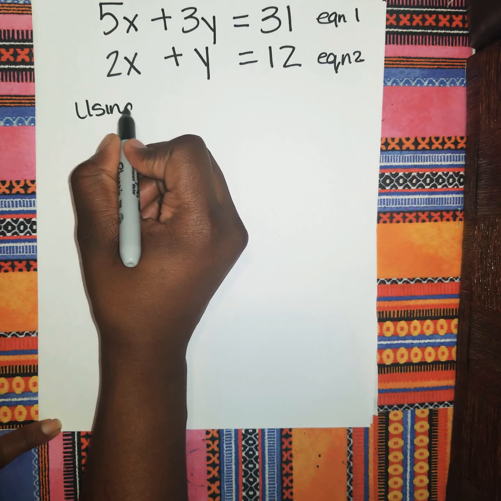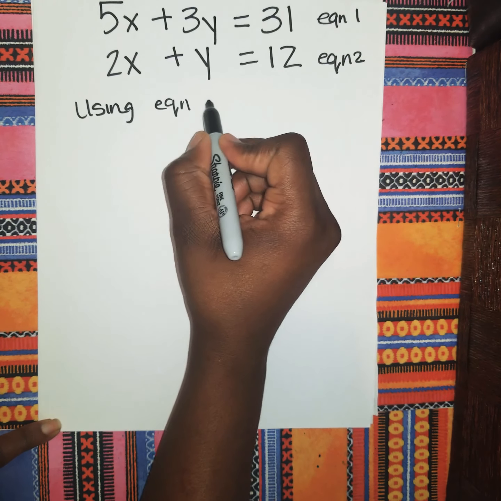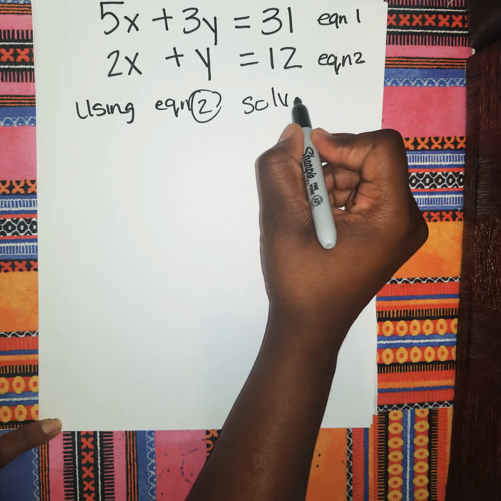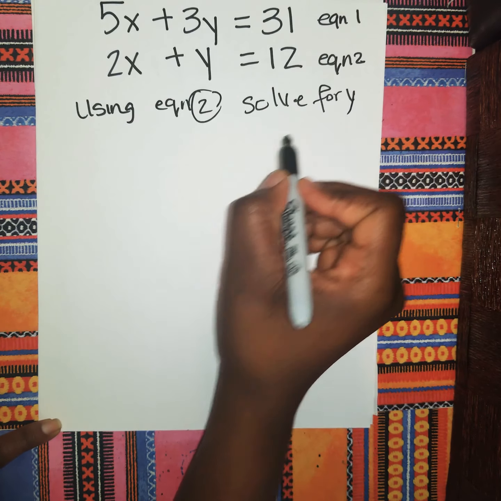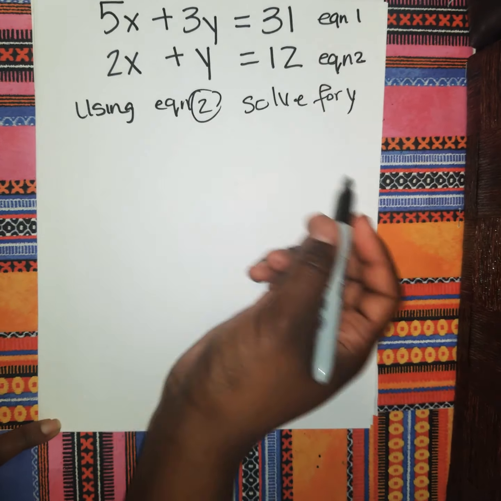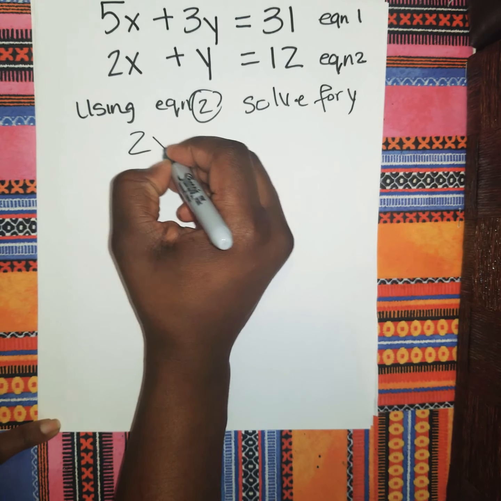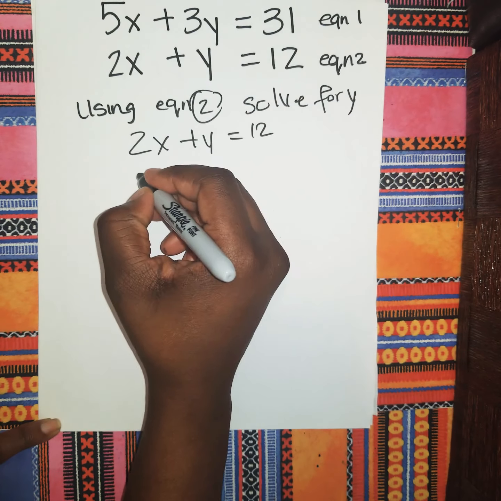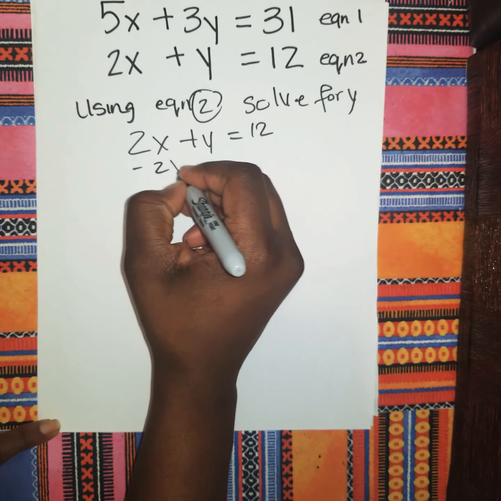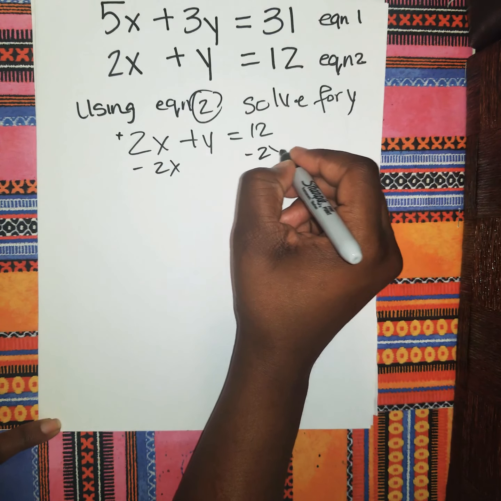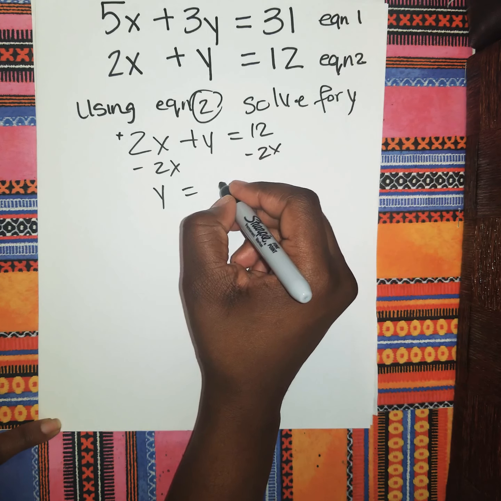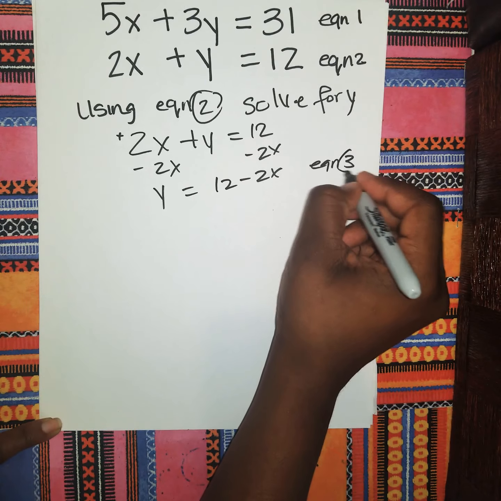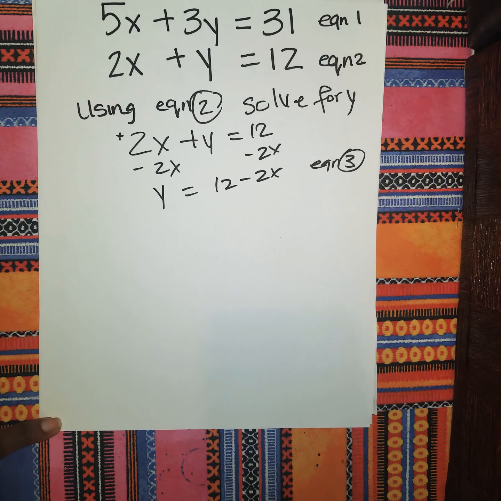After that, I'm going to be using equation 2 and solve for y. You don't have to write this step if you don't want to. Just go ahead and do what you're doing. So it's 2x plus y equal 12. For y, I'm going to subtract 2x from both sides because it's a positive 2x. So y is equal to 12 minus 2x. This can be called equation 3 if you want to, or you don't have to name it.